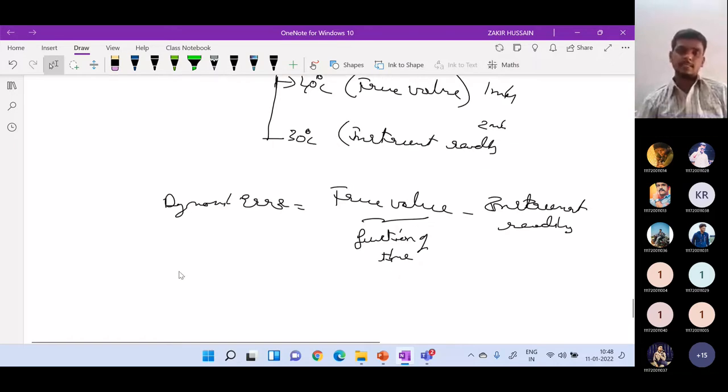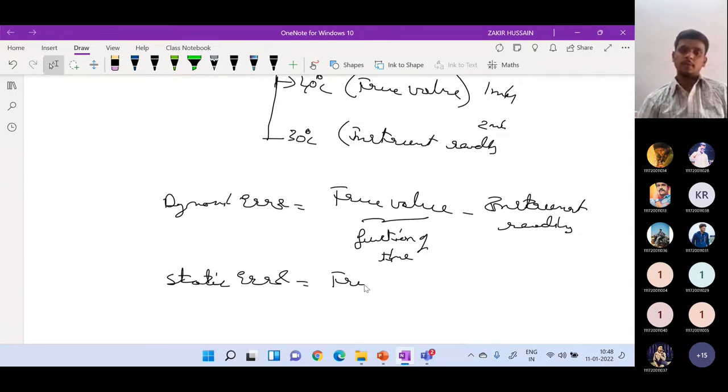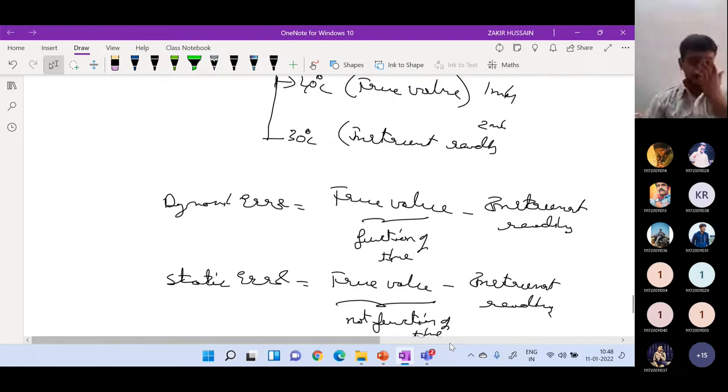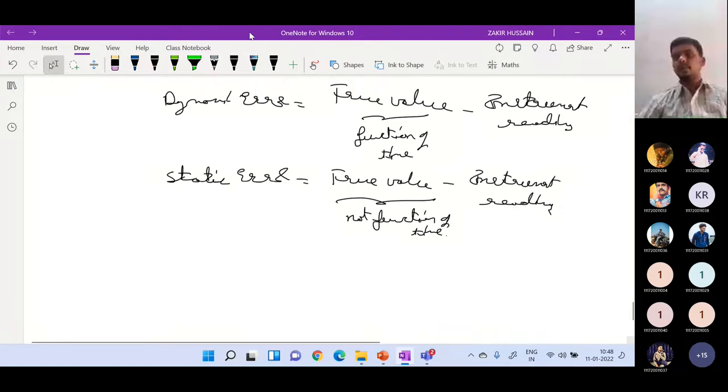Similarly, for static error, I'm writing once again: true value minus instrument reading. But this true value is not a function of time, it is independent of time. That's the only difference between static and dynamic errors. Similarly, for static error we apply a static correction equal to the amount of static error. Here also, to correct the dynamic error, we have to apply a dynamic correction. Rest all is the same thing.